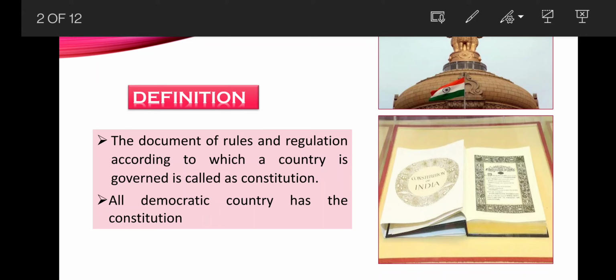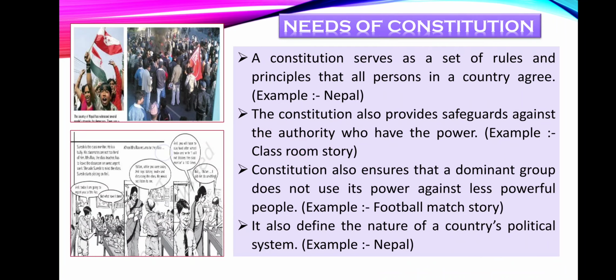All democratic countries have a constitution. But when we see that a country has a constitution, it does not mean that the country is democratic, because nowadays many countries claim themselves as democratic but they are not. But yes, if there is any democratic country, it must have this constitution, this document.